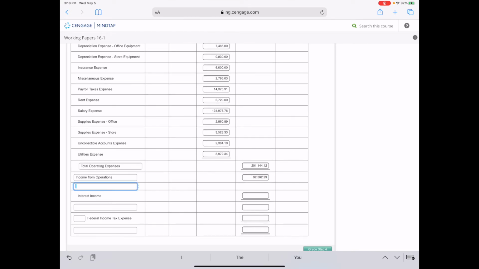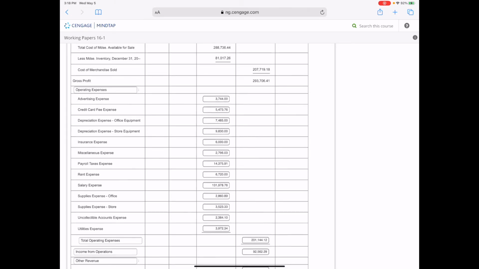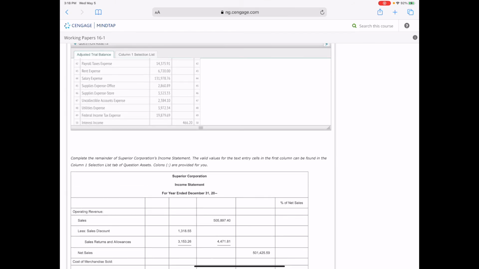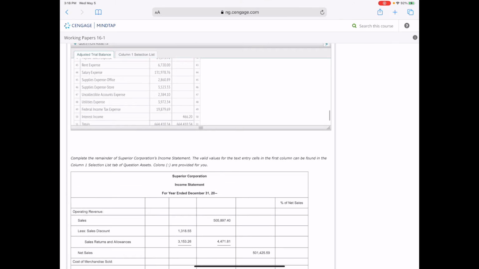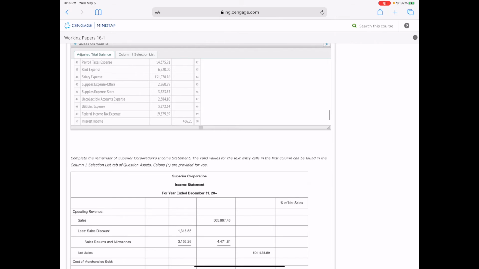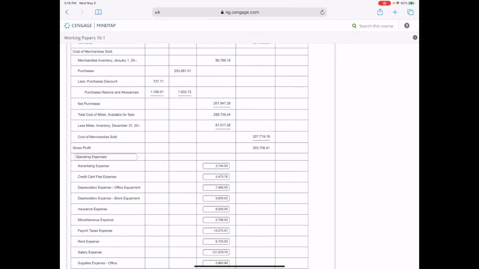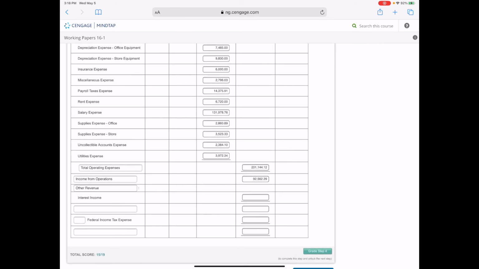Our next category, or our next section, is going to be our other revenue. And you can see there's one source of other revenue, our interest income. So we'll go up to our adjusted trial balance. You can see our interest income is $466.20. And we only have one source of that.